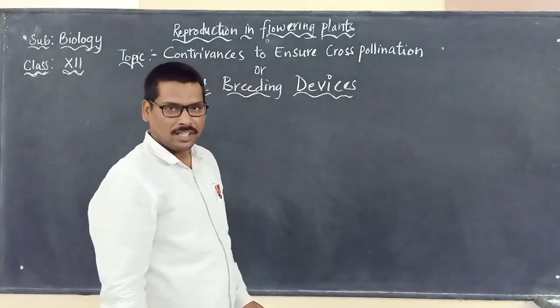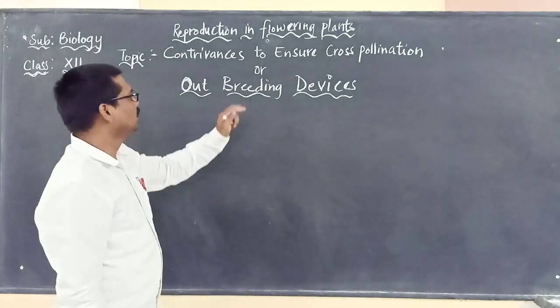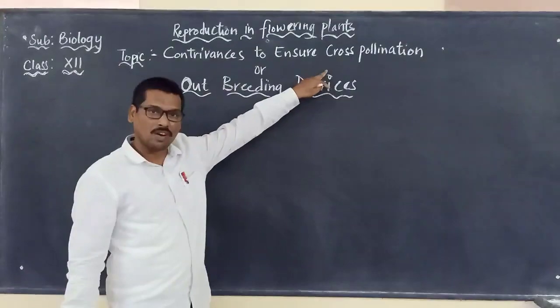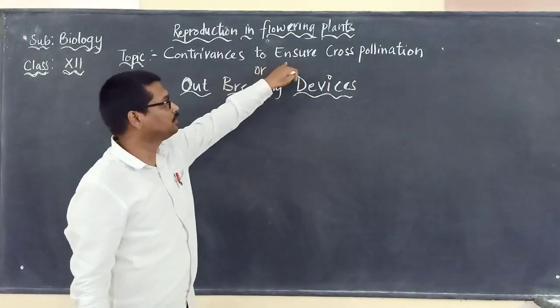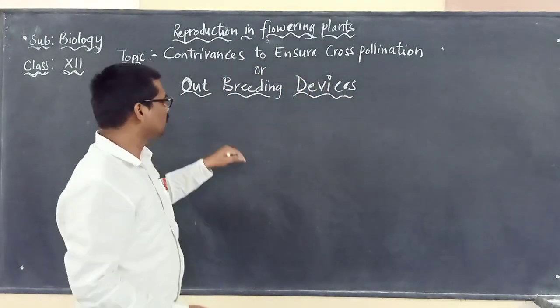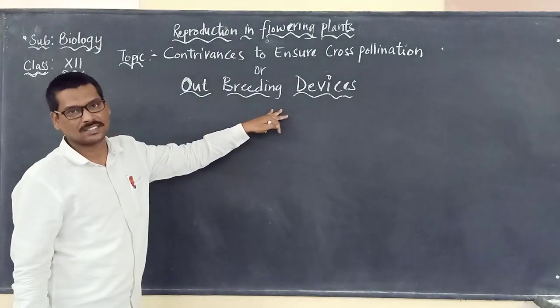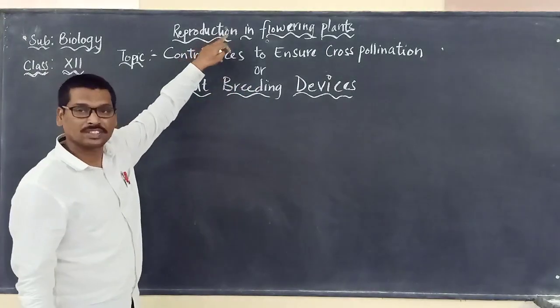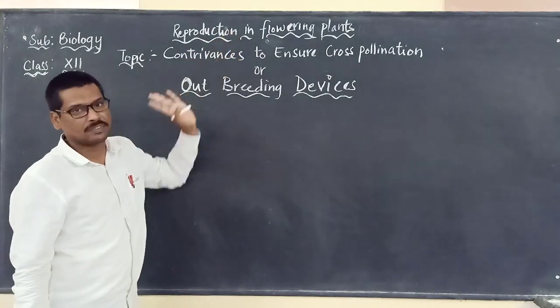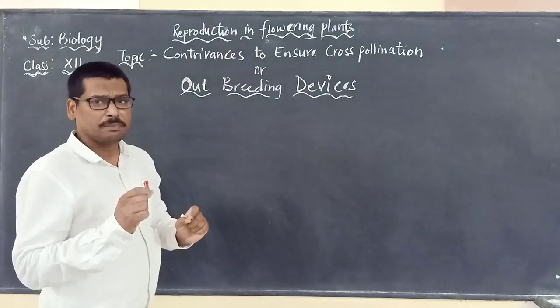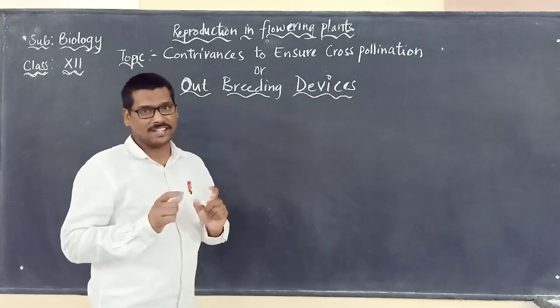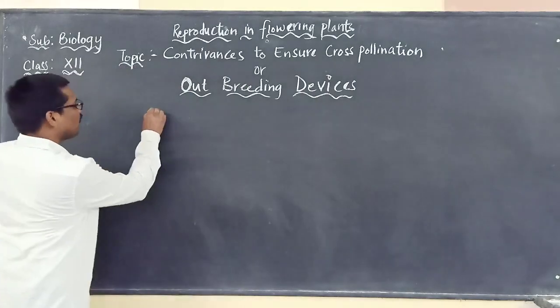Hi everybody. In this video we are going to discuss the contrivances to ensure cross pollination, which are otherwise also called outbreeding devices. This is from the chapter Reproduction in Flowering Plants. We know that the majority of the flower-bearing plants are hermaphrodites.